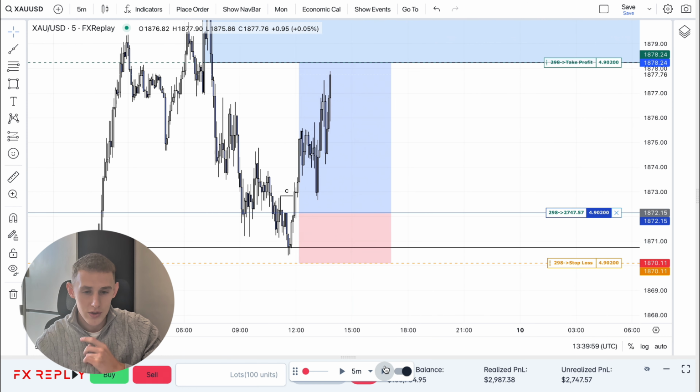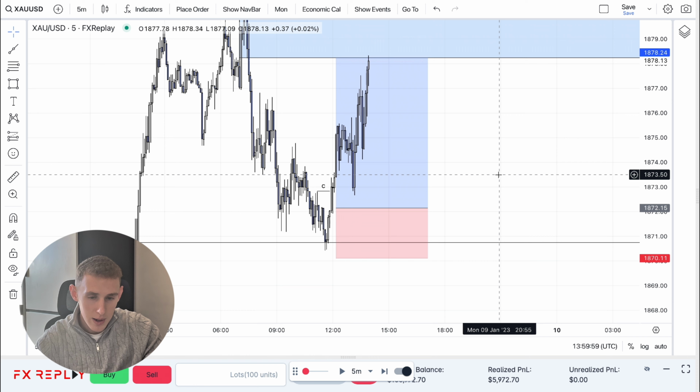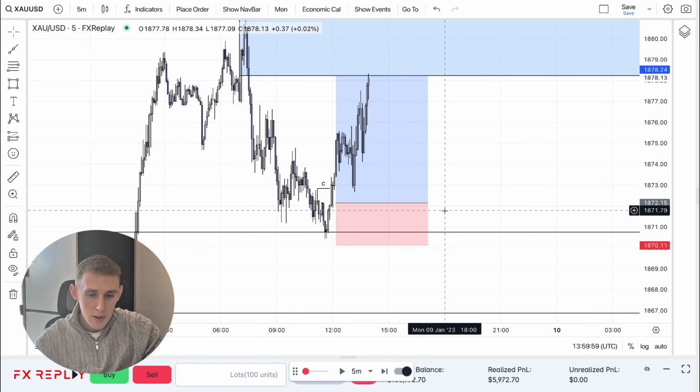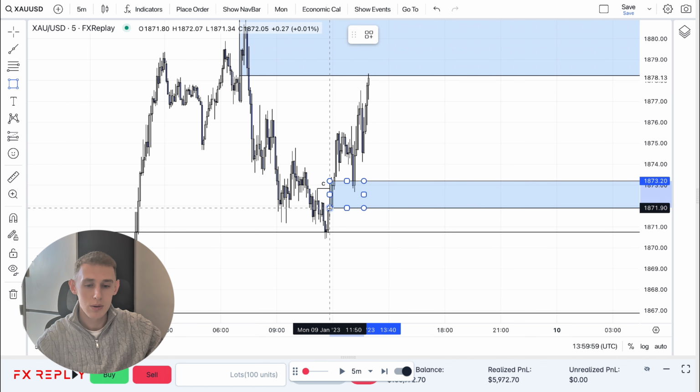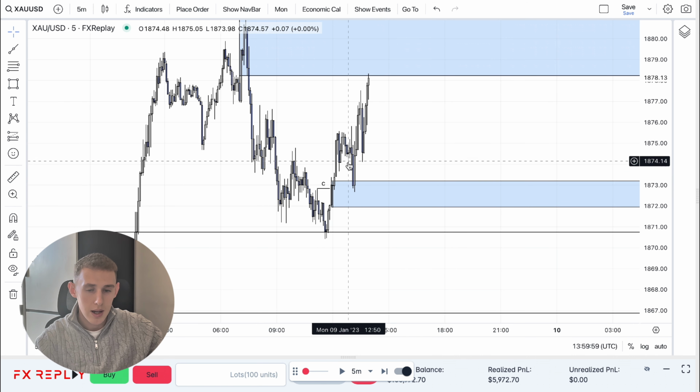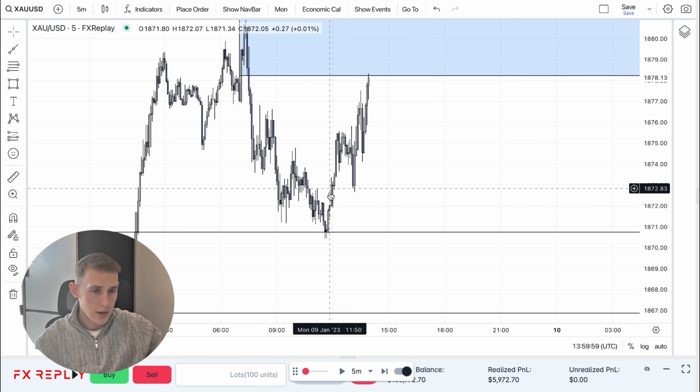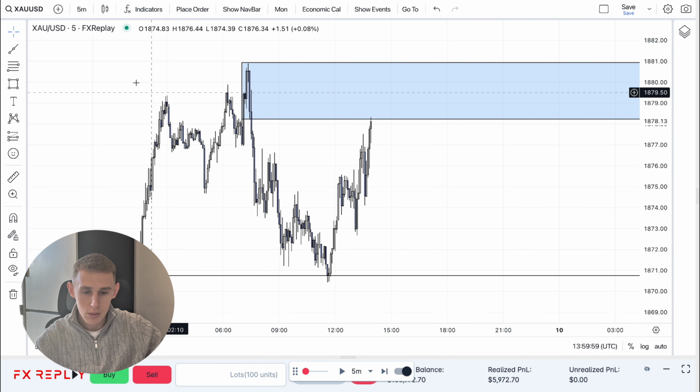Cool, that's a very nice trade. I wasn't expecting it to play out that quickly. If you wanted to wait for a demand to form as well, you could have still entered on this demand that price very nicely tapped back into. And yeah, 100% win rate so far, 2 out of 2.